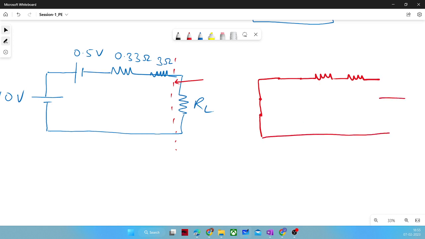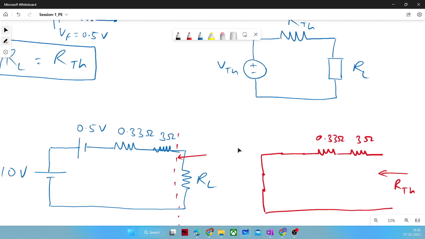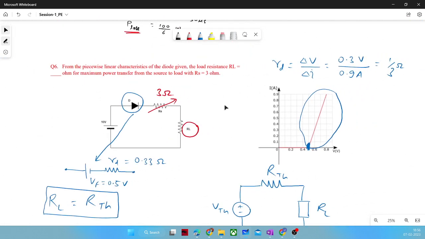and we are seeing from this point RTH is 0.33 ohm and 3 ohm. So both resistors are connected in series, so we can directly add them. That will be 3.33 ohm. So we got RTH, and indirectly we got RL, which was asked in this problem.